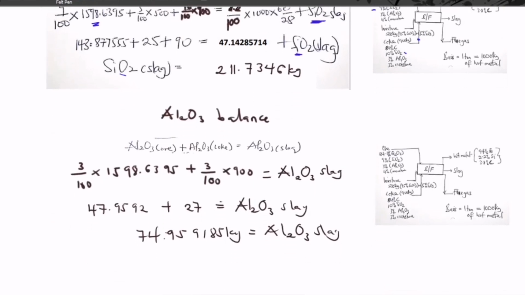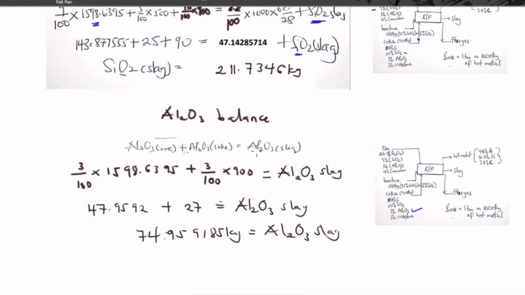We are going to the alumina balance, right? Now we check here the ore. Do you have alumina in the ore? We have 3% of alumina in the ore. Then plus we go to the limestone. Do you have alumina in the limestone? No, so we don't have alumina in the limestone. Then we go to the coke. Do you have alumina in the coke? We have 3% of alumina in the coke.